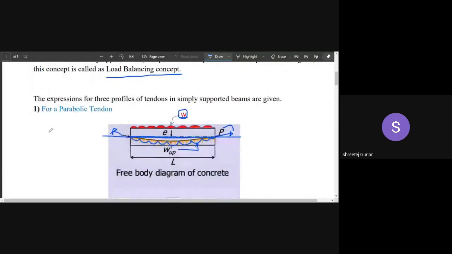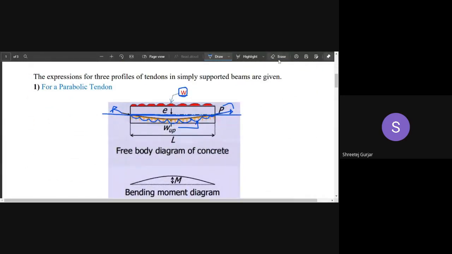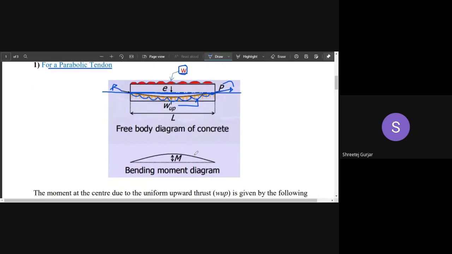Now we will discuss different types of loading. This one is for UDL. For a parabolic tendon, it's for a UDL which is acting. When your superimposed load is a UDL, you have a curved cable, and I have shown you how the upward thrust acts. This is a bending moment diagram, and opposite of this you have a cable profile.